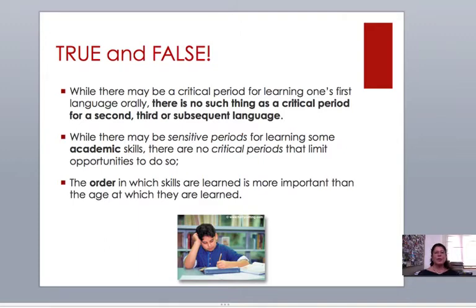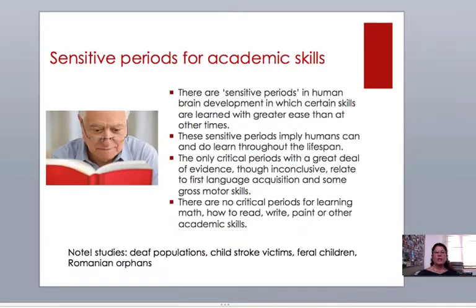So there's no such thing as a critical period for a second language or a third language or a fourth language. Just as there's no critical period for any other academic subject, there are sensitive periods for that. And we know that the order in which skills are learned is far more important than the age of the individual. However, we do know that we can presume that there is probably a sensitive period for one's first language.